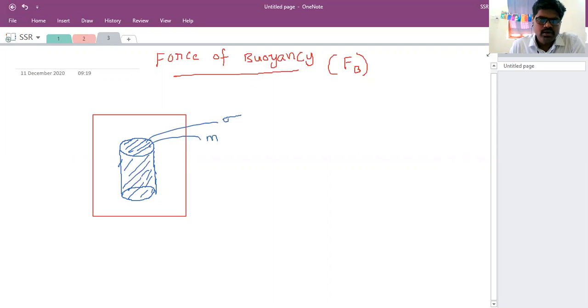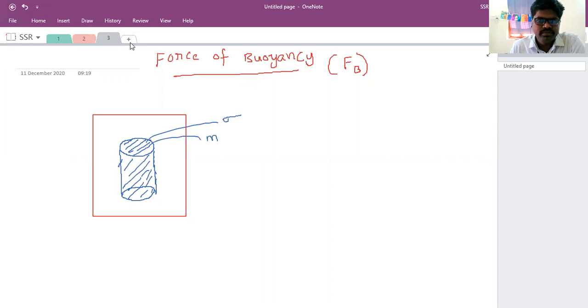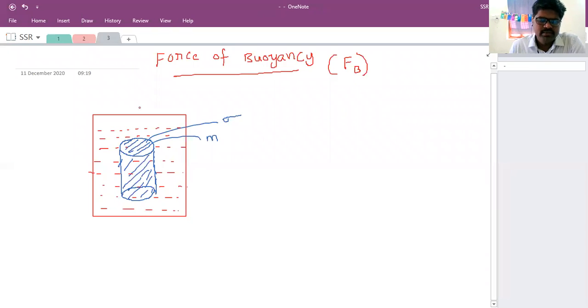Now, surrounding this object there is a fluid or liquid. This is the liquid level. The red dots are the liquid I have taken, and blue is the object. Now, this object is fully immersed. Let us imagine the face area is capital A. Let us say this is point P and this is point Q. This is the topmost face, point P, and the bottommost face, point Q, measured from the free surface of the liquid in the container.